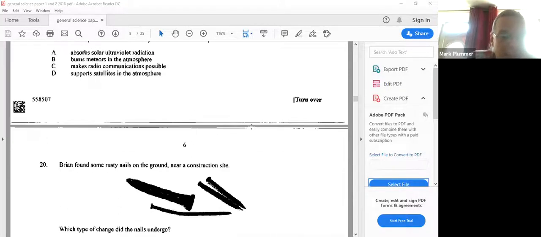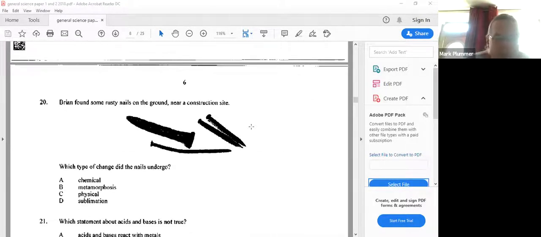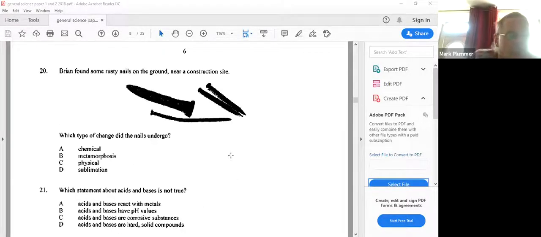All right, number 20. Brian found some rusty nails on the ground near a construction site. They've rusted. So what type of change did the nails undergo? The answer is, of course, chemical. All the other options: metamorphosis is not a chemical change, it's a movement through life, and the other two are state changes and therefore not chemical changes.